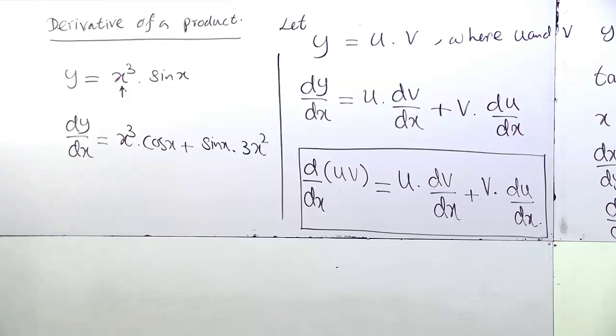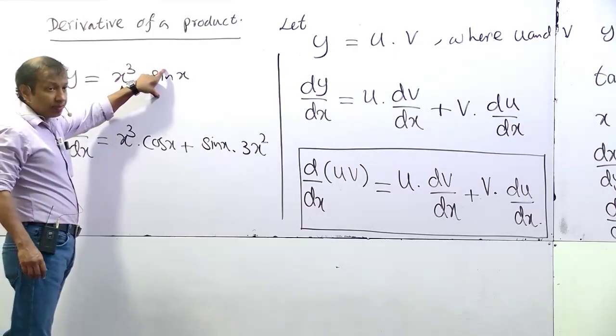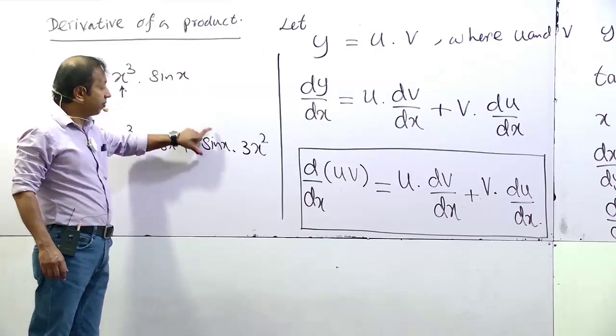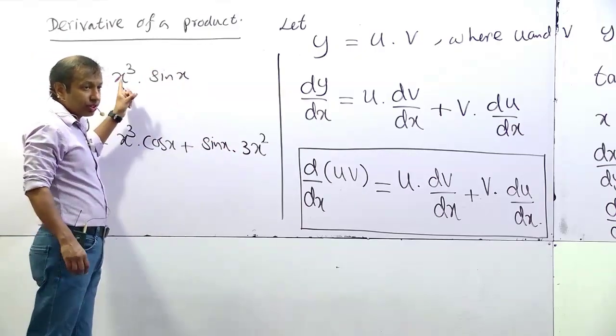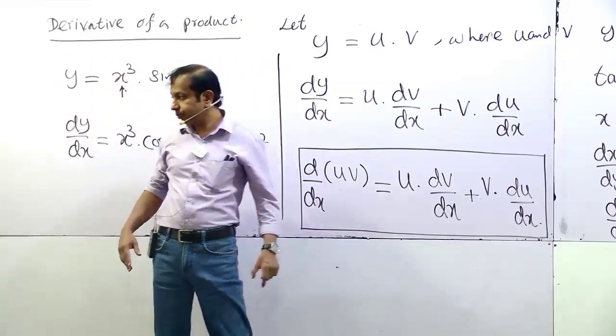Okay? Come to this first example. y equals x cube into sin x. First function we keep as the same. It is multiplied by the derivative of second function, plus differentiated function. Now we keep as the same and it is multiplied by non-differentiated function. Now take the first example.